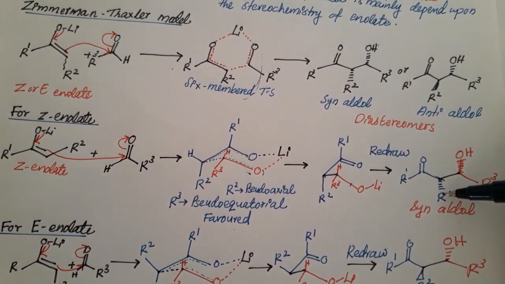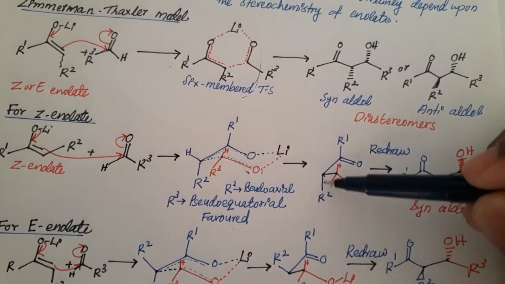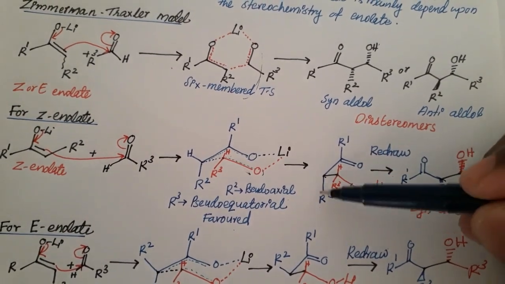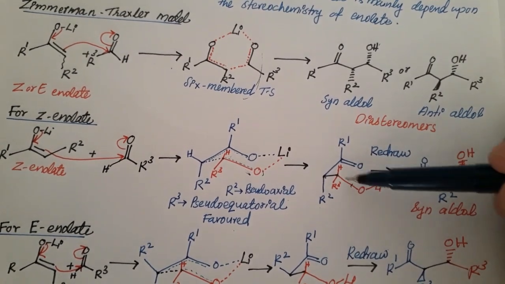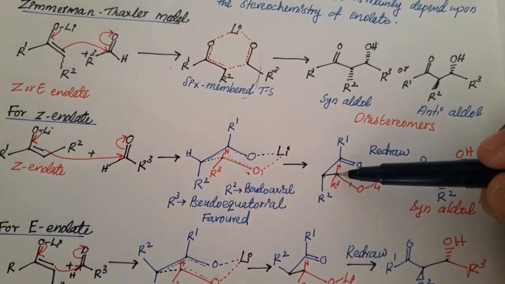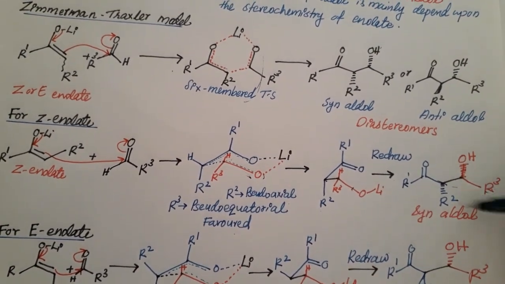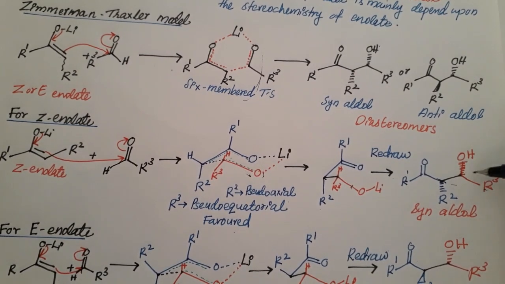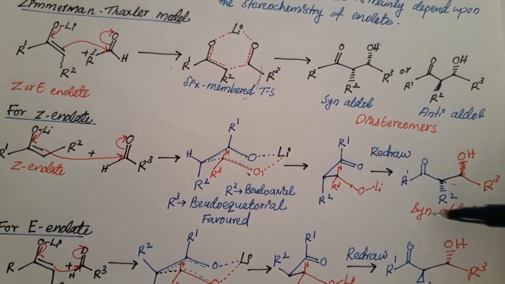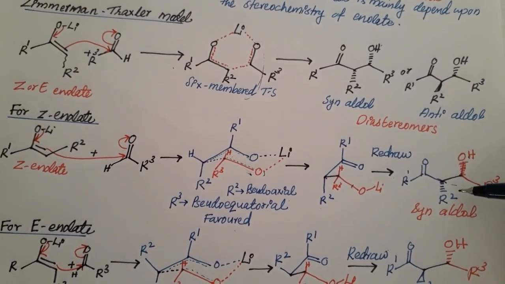Now what is the stereochemistry of R2 and OH? Very easy. Your R2 is down, that is below. Your oxygen, that is OH, is also pointed downward. That means R2 in dash, downward. This OH is also in dash, that is downward. So you will end up with the syn aldol. That means this OH and R2 are on the same side.